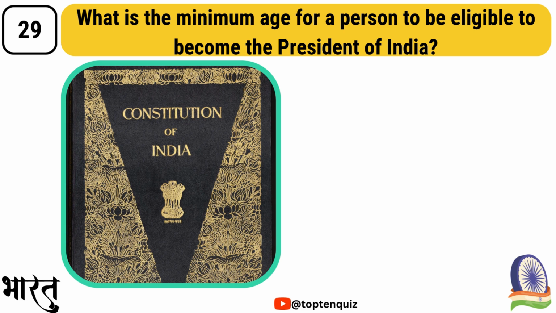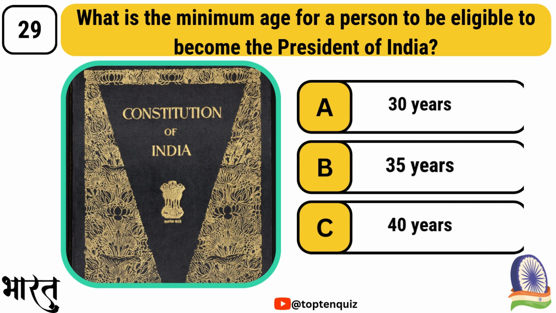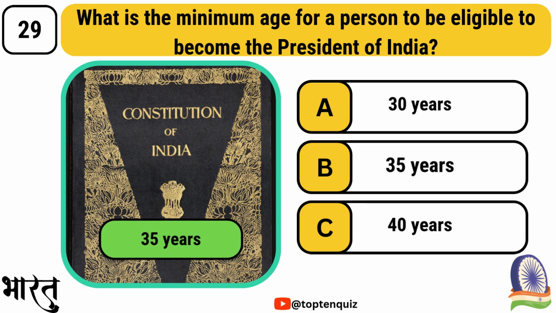What is the minimum age for a person to be eligible to become the President of India? Option A 30 years, option B 35 years, option C 40 years. The answer is 35 years.